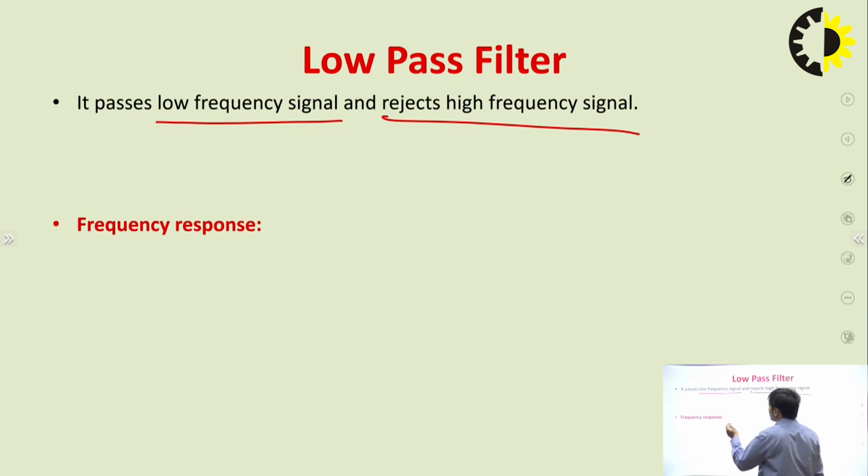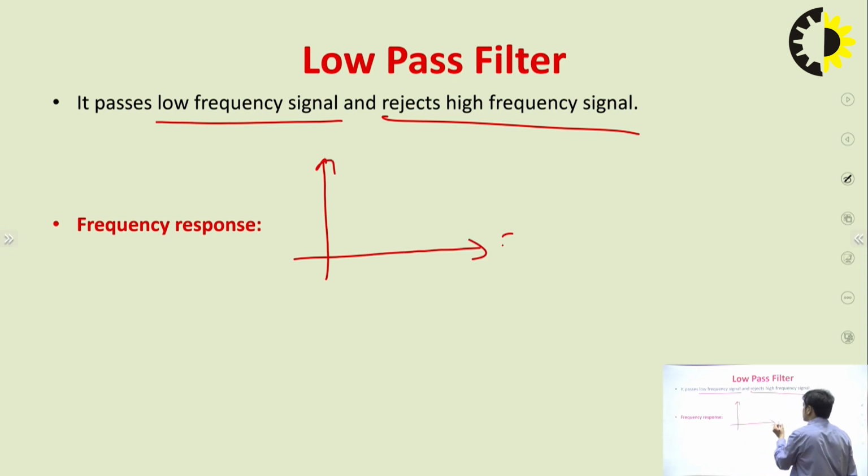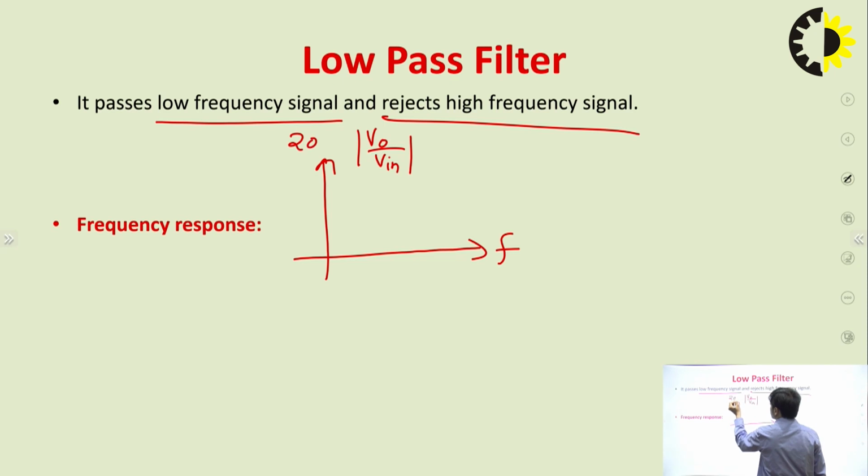When we draw the frequency response of any filter, on the x-axis there is frequency and on the y-axis there is voltage gain in dB. That voltage gain is, let's say, |V0/Vin|, and converting this ratio into dB, it will be 20 log |V0/Vin|. The frequency response for low pass filter passes the low frequencies and rejects the high frequencies. So you can see that we are getting this maximum gain. Let's say this maximum gain is AF, right?